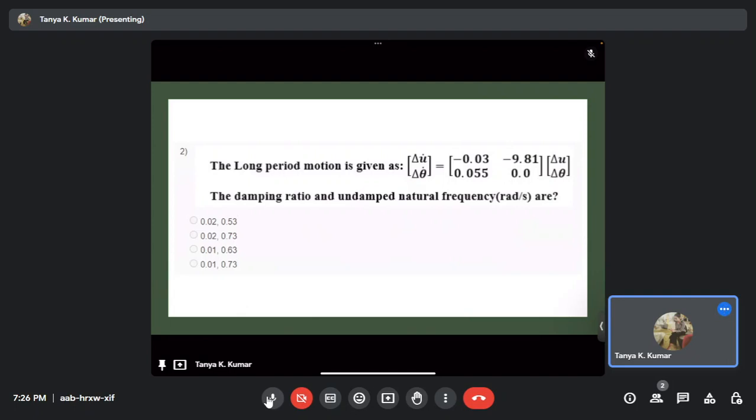They've given you the equations, right? So you can find the characteristic equation. Once you find the characteristic equation, you can equate it to a typical second order system and find out eta and omega n. Can you do it and tell me? First, find out the characteristic equation. How do you do that?